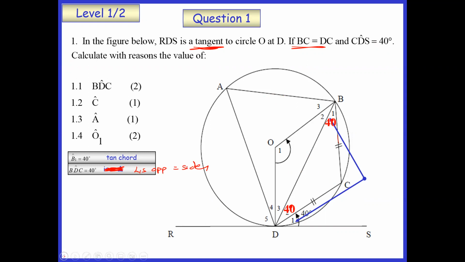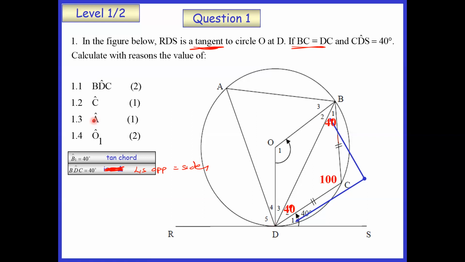Now, my next question was to find angle C. Well, that's quite simple. To find angle C, we can use angles of a triangle, 180 degrees. 180 minus 40. So we have a triangle here, which is adding up to 180. So 180 minus 40 gives me 100 degrees. Now I'm trying to find A. Let's stop and breathe. How would I find angle A?